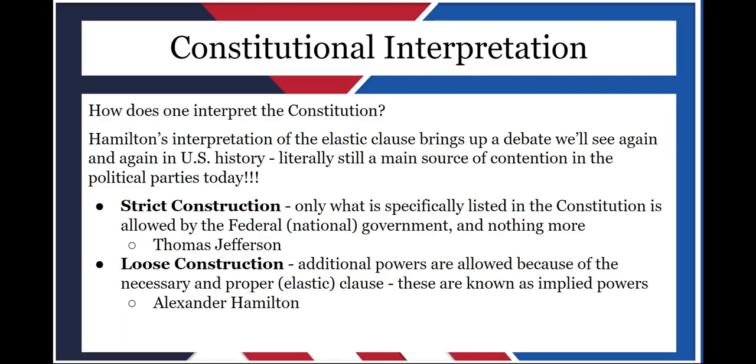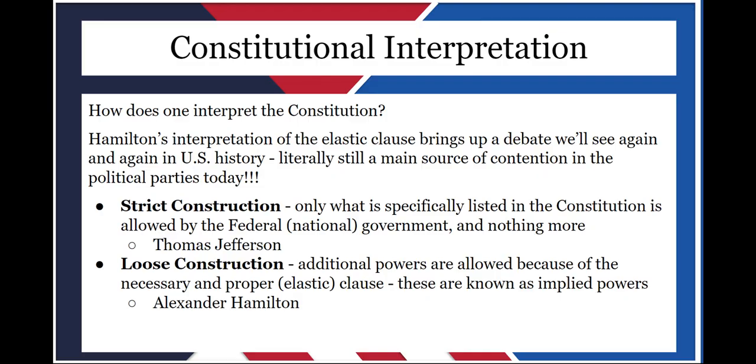Okay, so there's two ideas of how you might interpret the Constitution. Strict constructionists, people who are strict constructionists of the Constitution, say that only what is specifically listed in the Constitution, enumerated powers, that is all that the federal government, the national government, is allowed to do, nothing more. Okay, this is going to be Thomas Jefferson and his friends.